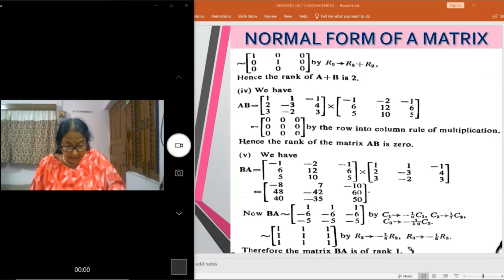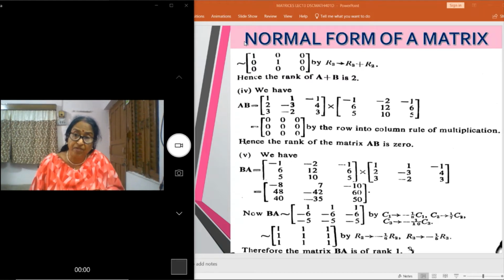Now, to find the rank of AB, you multiply A into B first, and then with the result, find the rank. Here we see that AB is equal to 0. So this is a null matrix, so the rank of this matrix is 0. And B into A is 1. Then it becomes a unit matrix, so the rank of this is equal to 1.